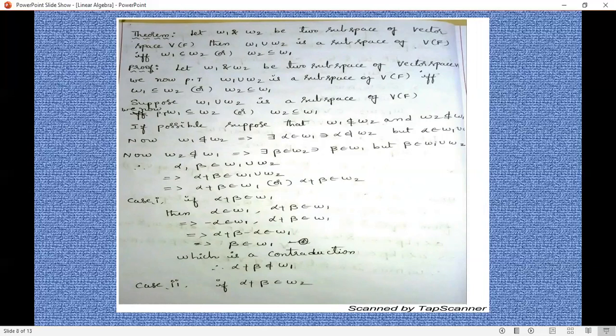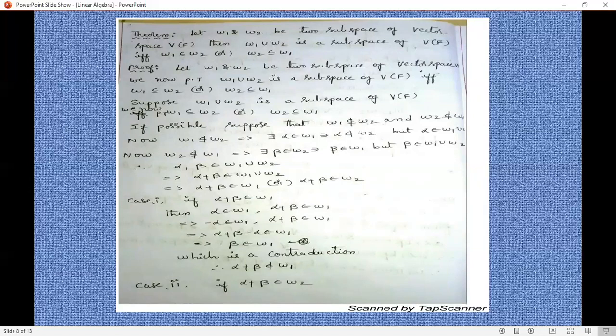First of all, we assume one statement. Suppose W1 union W2 is a subspace of V of F. What we have to prove now? W1 is contained in W2 or W2 is contained in W1. So, if possible, suppose that W1 is not contained in W2 and W2 is not contained in W1. We are using the wrong statement. What is it? W1 is not contained in W2 and W2 is not contained in W1.